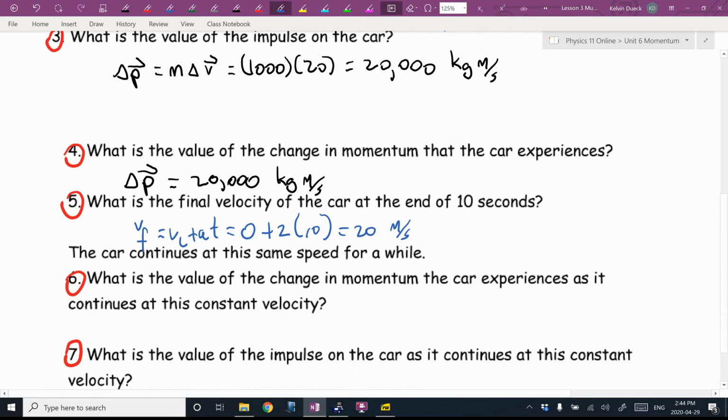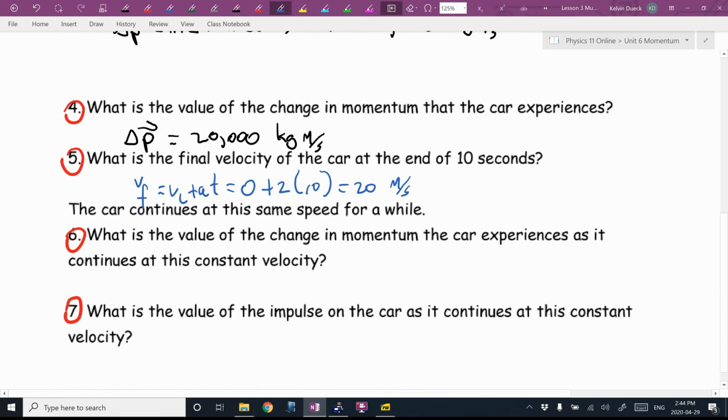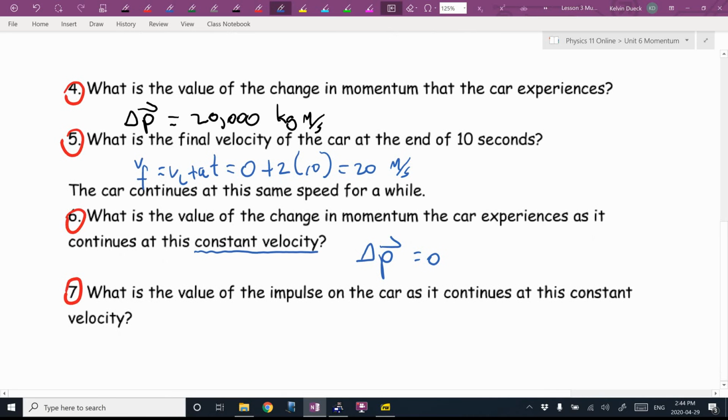The car continues at this same speed for a while, so I guess we've eased up on the accelerator and now we're going at a constant velocity. Oh yeah, it does say constant velocity. So what's the value of the change in momentum? Well, if it's not speeding up or slowing down, there is no change in momentum because the momentum is constant. The value of the change in momentum is 0.